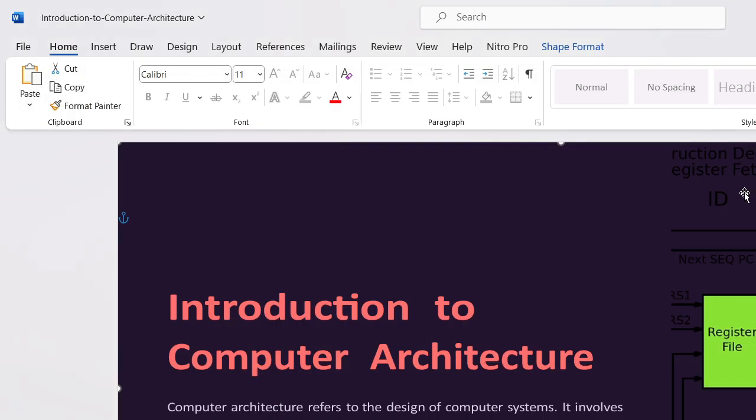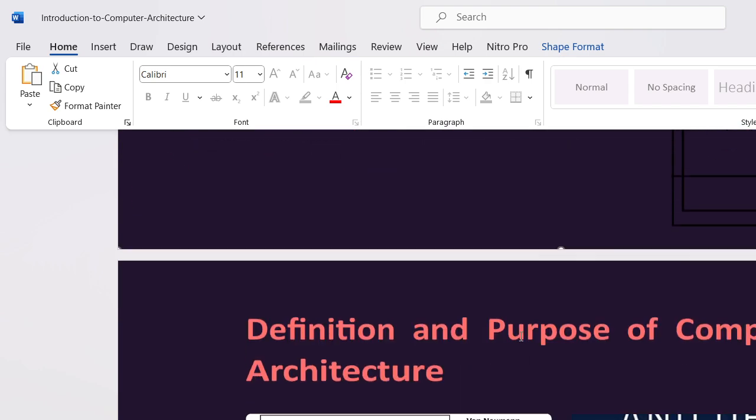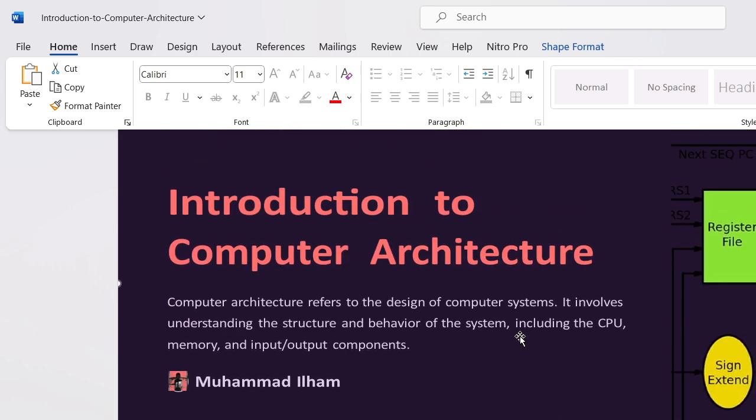Hello guys, good morning. Today I'm going to explain what computer architecture and computer organization are, and what the difference is between these two things. Firstly, I want to introduce what computer architecture is.